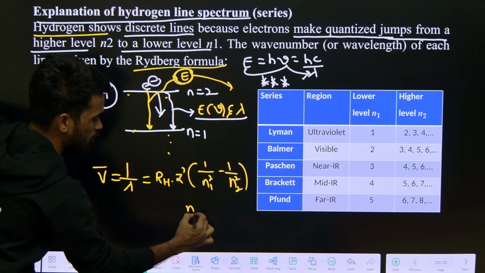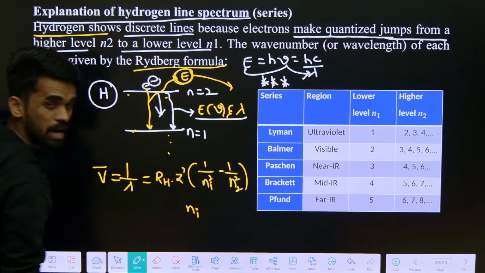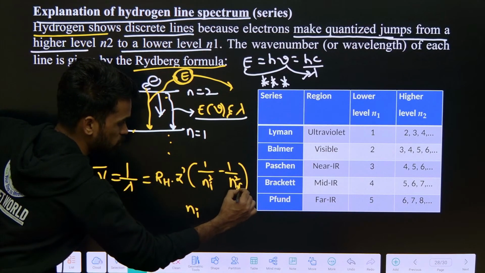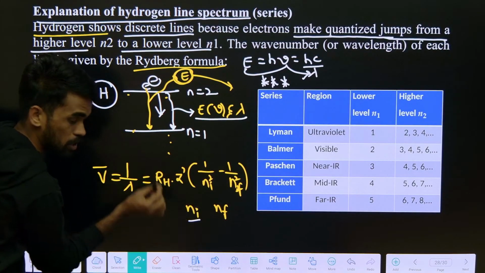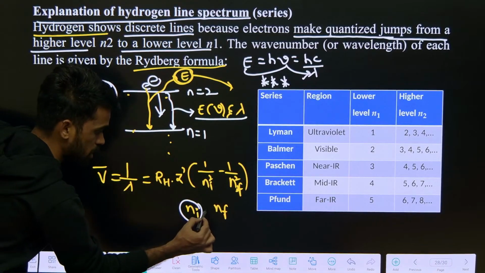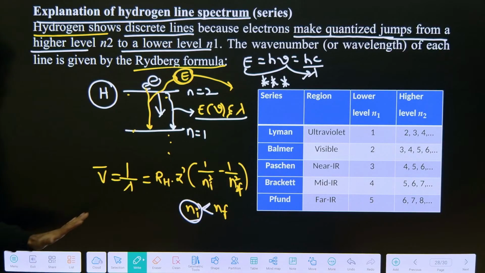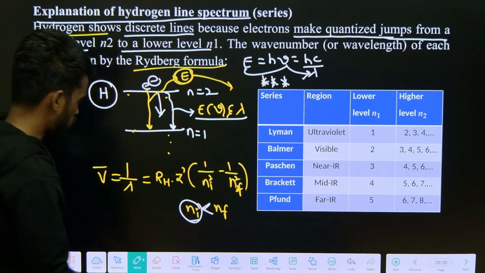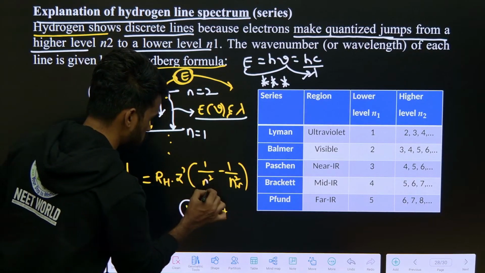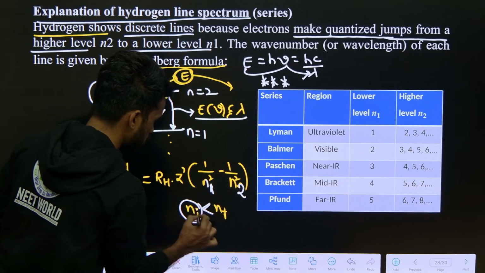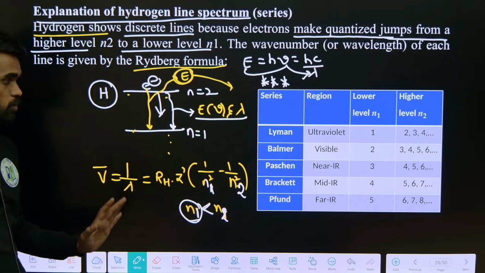So n1 will always be the lower energy state, or if you want you can write n initial, ni. n2 is nothing but n final, nf. Always remember, ni is initial, the lower energy state. Always remember nf should be greater than ni, that's it. This is what you need to remember. Or simply you can make it n1, n2 for understanding, it's completely your wish. Always n2 should be greater than n1, remember this.